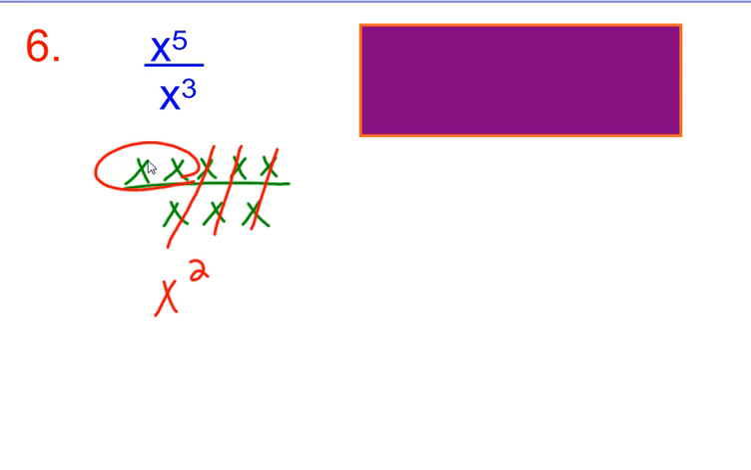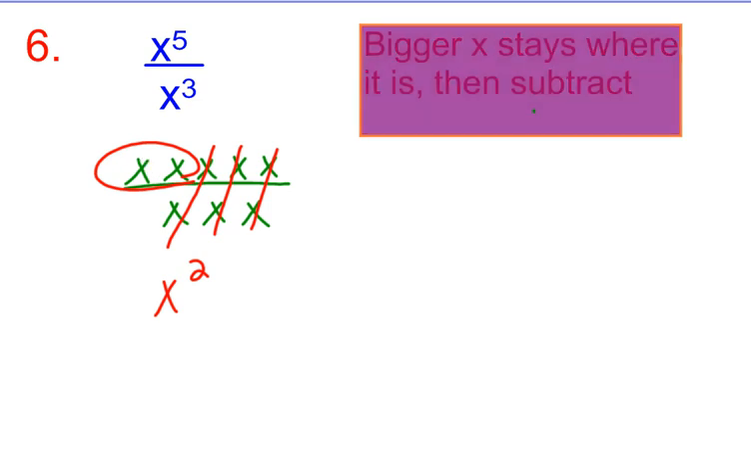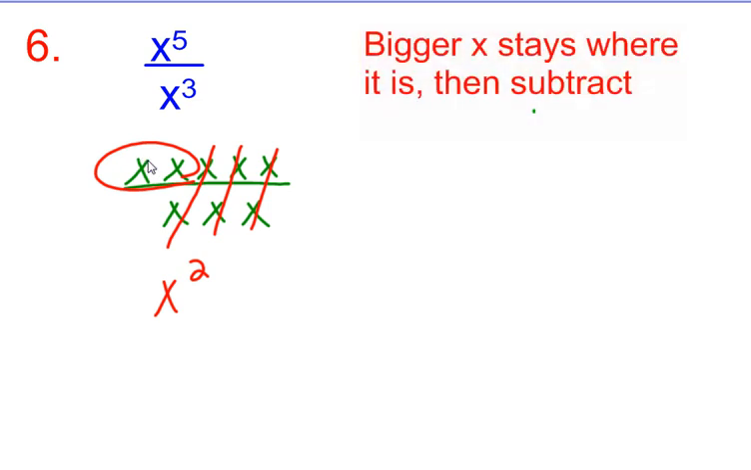So my rule, if you remember it from Algebra 1: the bigger x stays where it is, and then you subtract. What I mean by that is my bigger x is in the numerator, so I'm going to keep my answer in the numerator. And then I subtract 5 minus 3. So my answer stays here, and I subtract 5 minus 3, so my answer is x squared.